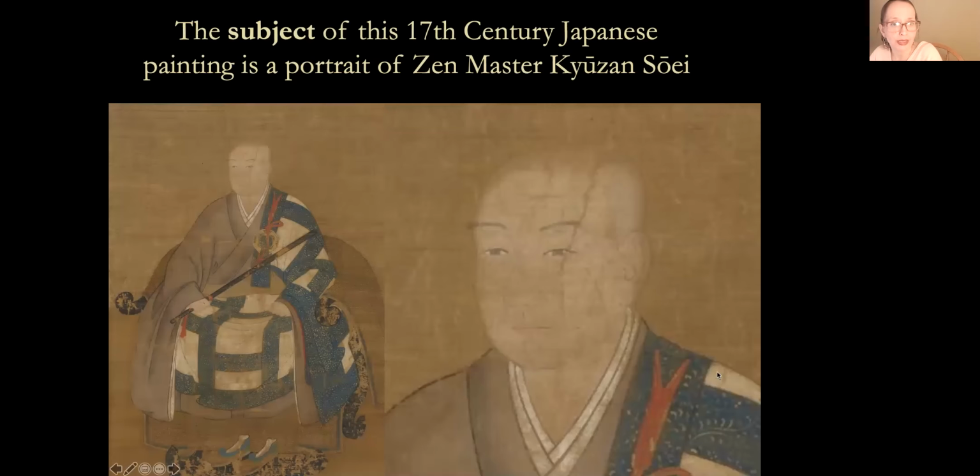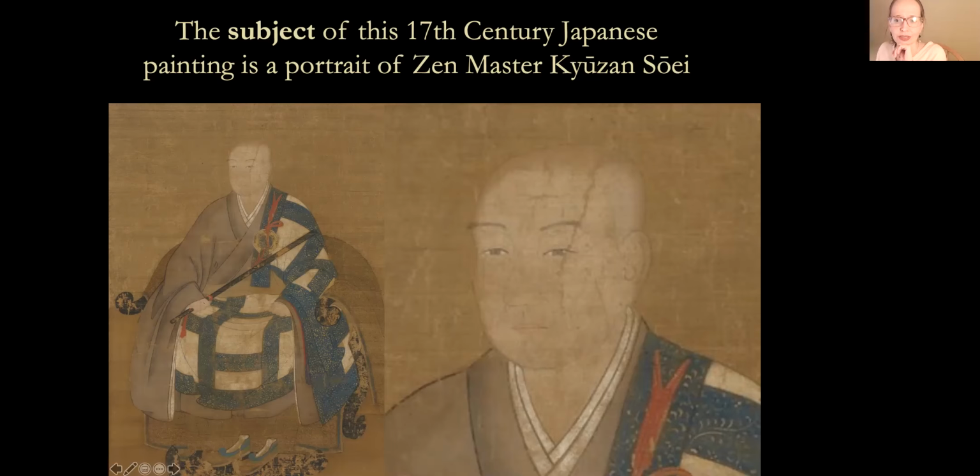The subject of this 17th century Japanese painting is a portrait of a Zen master, Kyuzan Sei. And Japanese students, if you are in my class, I think there are a few of you, I welcome corrections to my pronunciation sent as little MP3s or video clips if you're so inclined. My pronunciation is not good and I'm sorry.